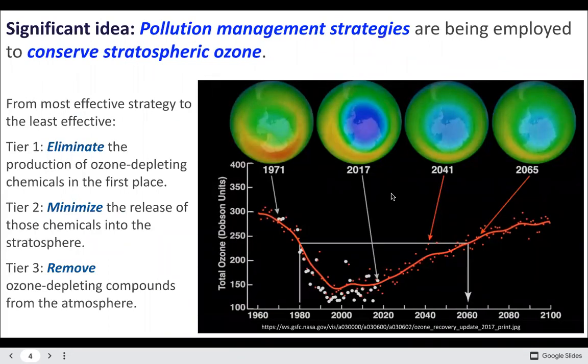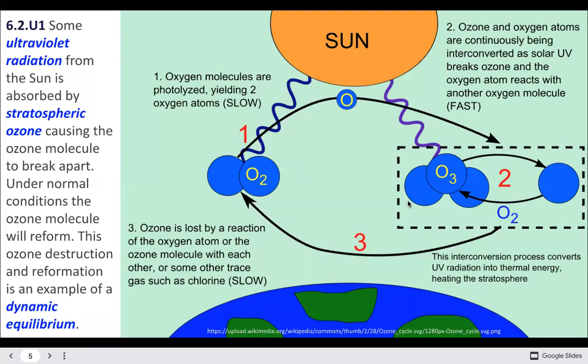So pollution management strategies can be employed to conserve stratospheric ozone. So we could look at those three levels from figure 3. We could try to eliminate the source of those ozone depleting substances. We could minimize their release or come up with alternatives to them. And then we could try to remove them from the atmosphere as well.